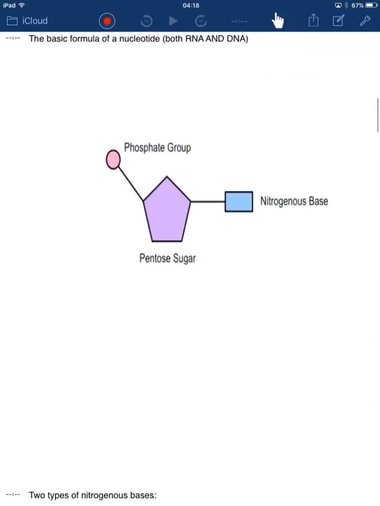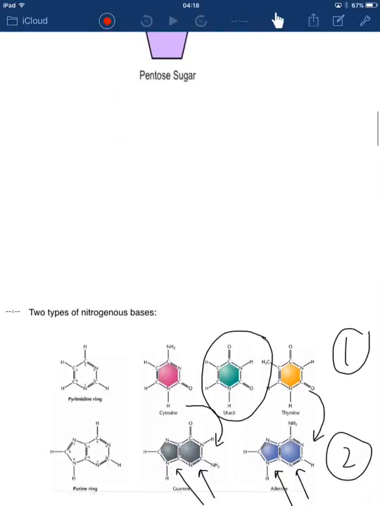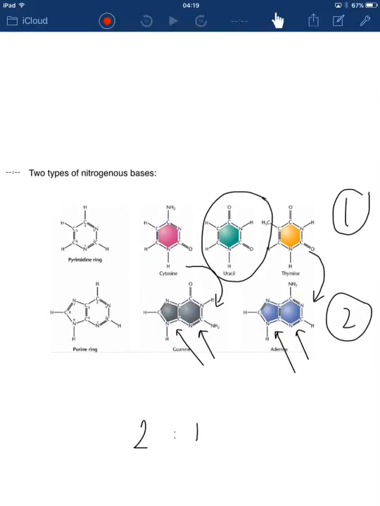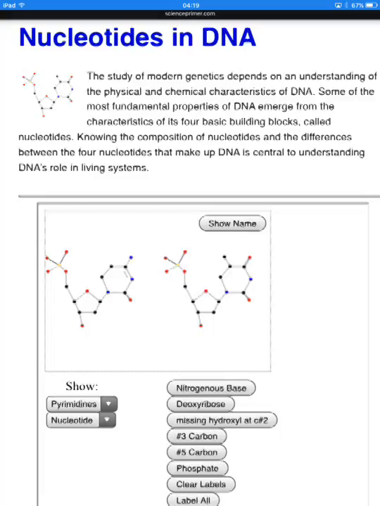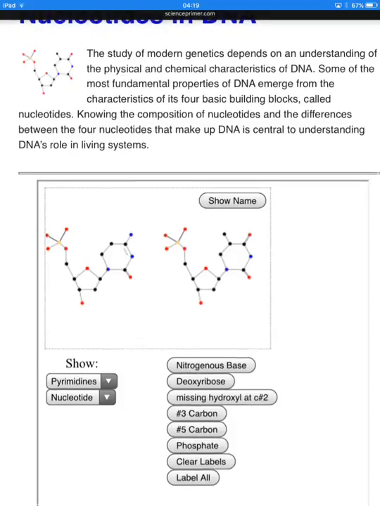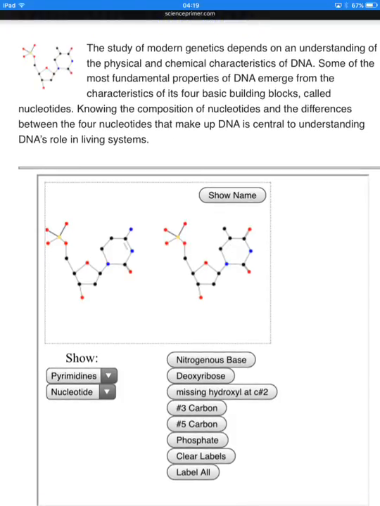So with those two things in mind, the basic structure of the nucleotide and the pyrimidine and the purine rings in your mind, I'd like us now to look at a website called scienceprimer.com. And now what we're doing is we're taking away the labels.